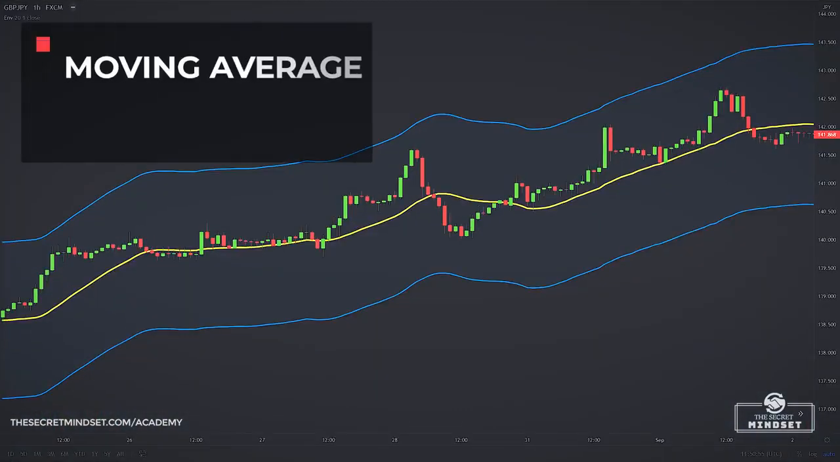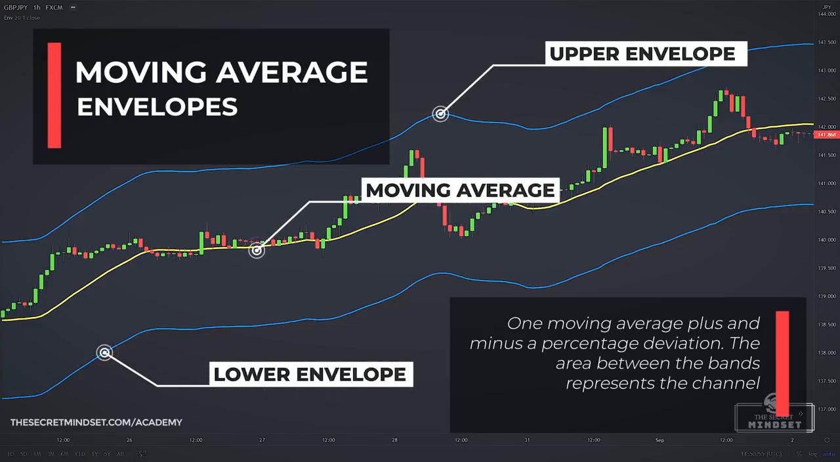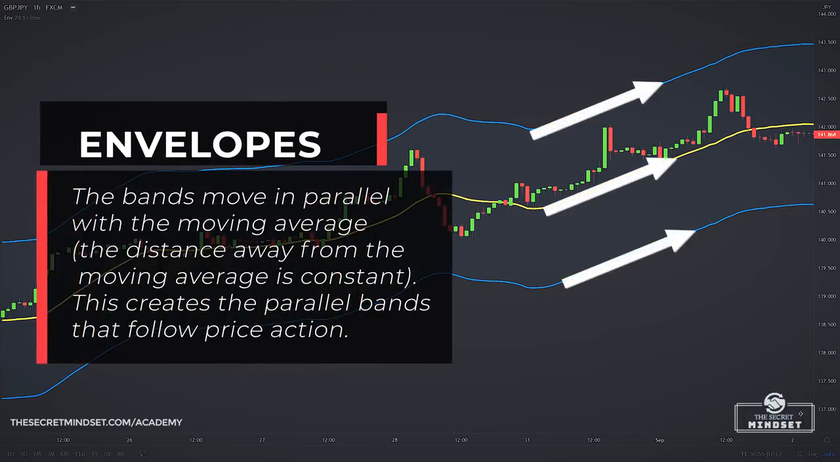Moving average envelopes consist of a moving average plus and minus a percentage deviation. When you apply the envelope indicator, you will notice two lines or bands which appear above and below the price, and these lines are called upper and lower envelopes. Also, the area between the bands represents the channel. The line within the channel is a moving average. You can see that the bands move in parallel with the moving average because the distance away from the moving average is constant. Each envelope is set the same percentage above or below the moving average. This creates the parallel bands that follow price action.